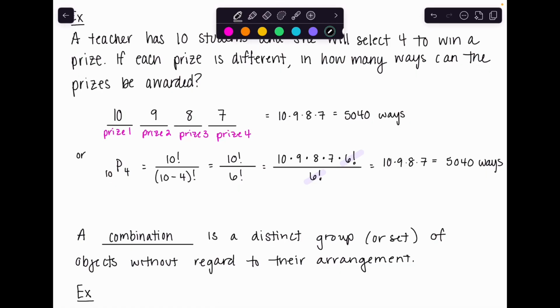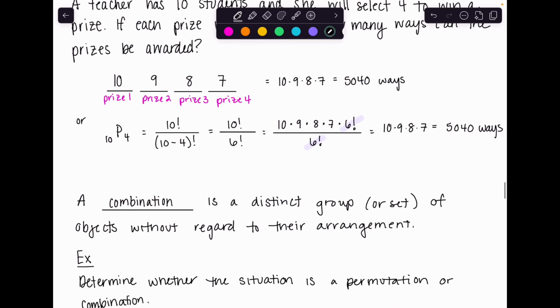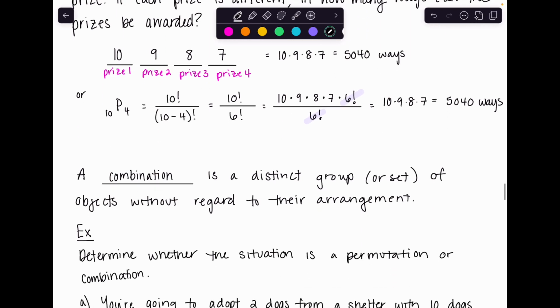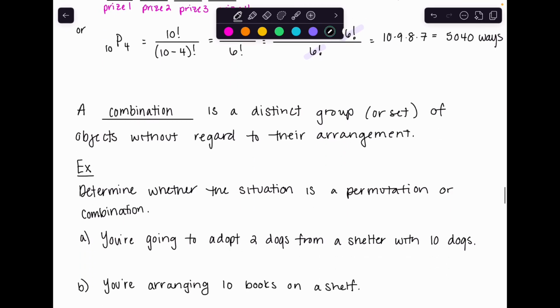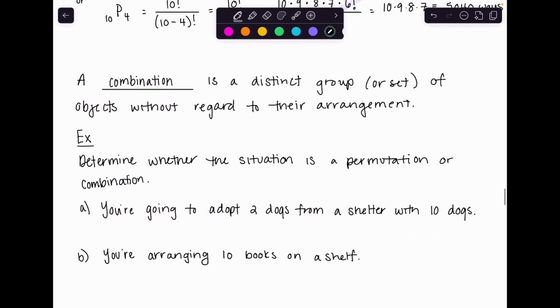Before we try to evaluate these, let's start with some situations and figure out, is it a permutation or is it a combination? In the first scenario, you're going to adopt 2 dogs from a shelter with 10 dogs. If you think about that, the order you adopt them in doesn't matter, because you're still selecting 2 dogs. Which one you pick first, which one you pick second, doesn't matter. They're both yours. So the order does not matter.